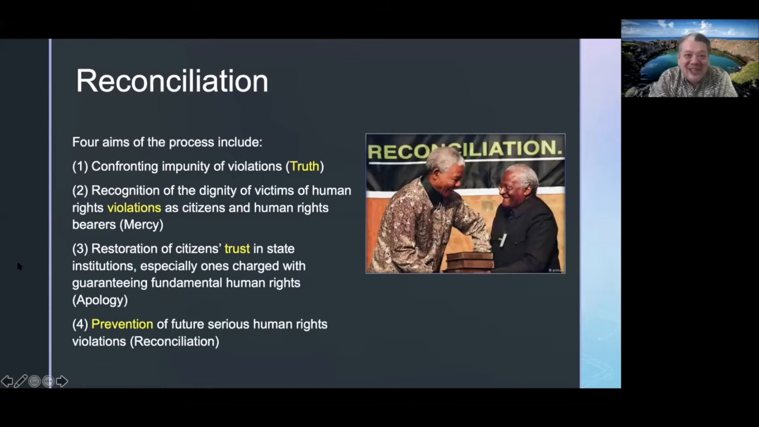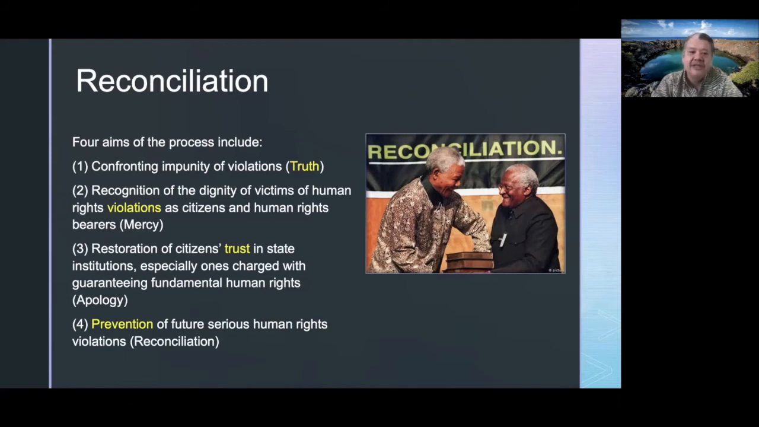Reconciliation, right? So this is, I think, a model that we can utilize, and I'm going to end here. The four aims of reconciliation, and a lot of these coincide with what we've already talked about, right? One, confronting the impunities of the violations, or the truth. We need to get down to truth. We need to have an awareness, recognition, and the dignity of victims of human rights violations as citizens and as human rights bearers. We need to recognize that all people deserve the dignity of not being victims of human rights violations. And that's mercy.